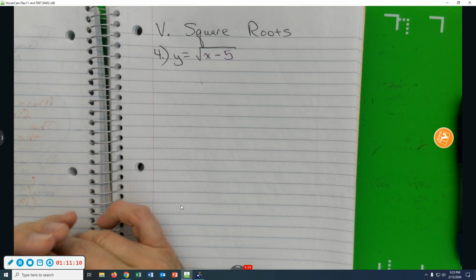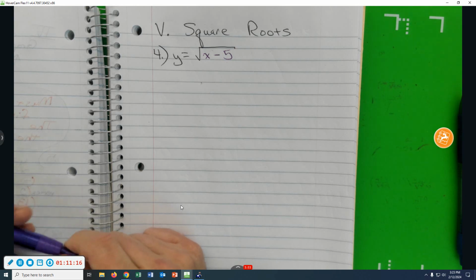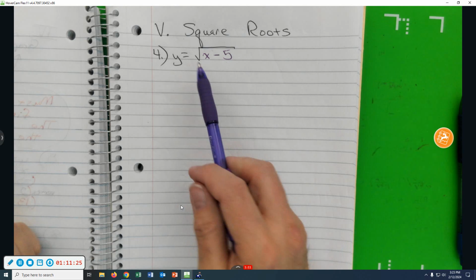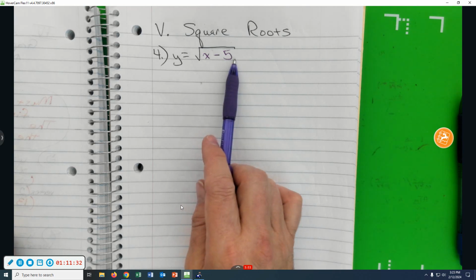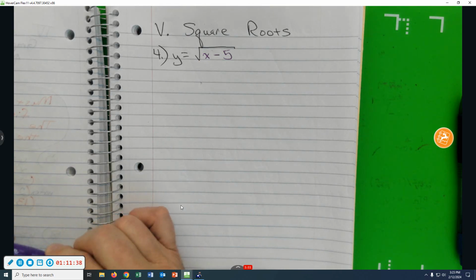You can't just start randomly choosing numbers to plug in for x here. This isn't like a line where you can choose any number you want to plug in for x or for y if they didn't give you the number themselves. Suppose I tried to plug in 0 for x. 0 minus 5 is negative 5. The square root of negative 5. What do we know about the square root of negative 5?